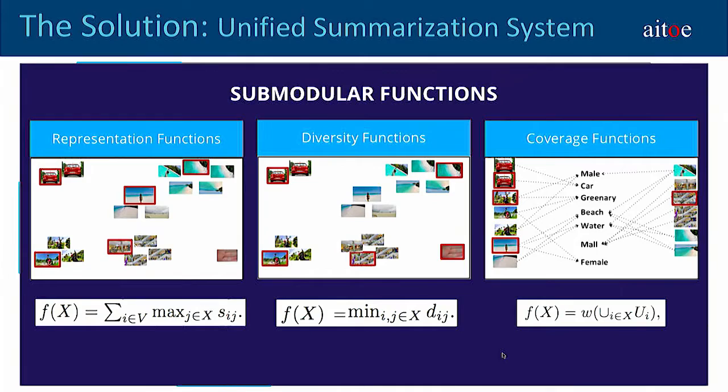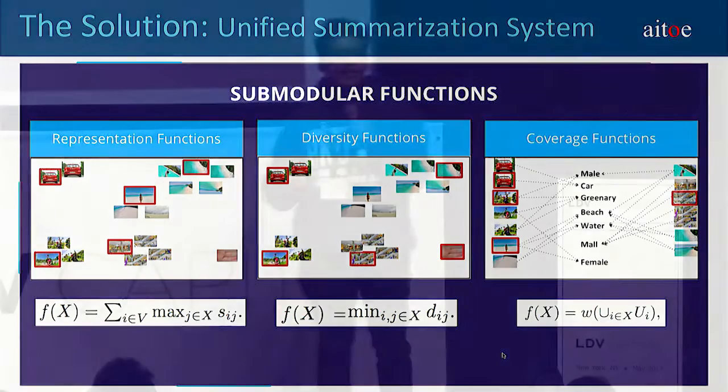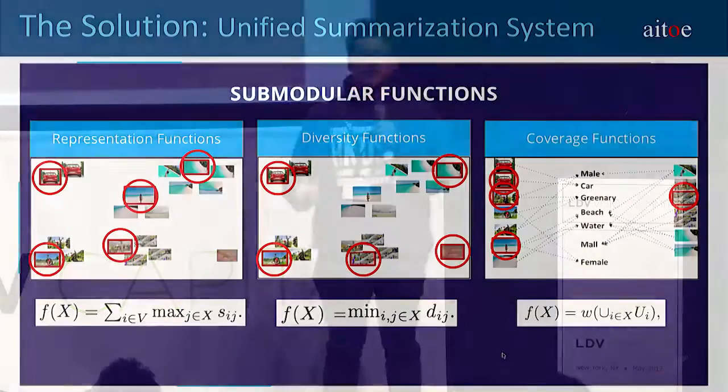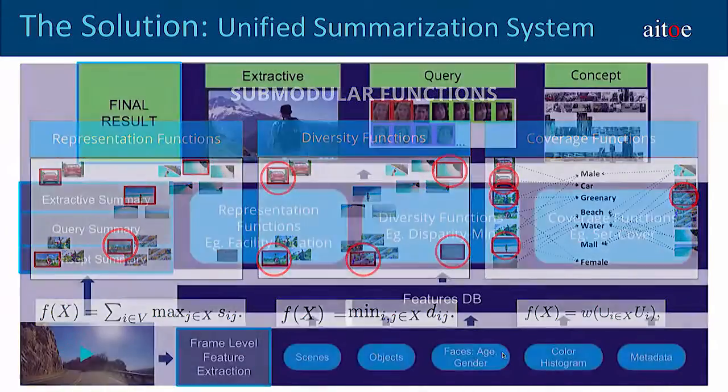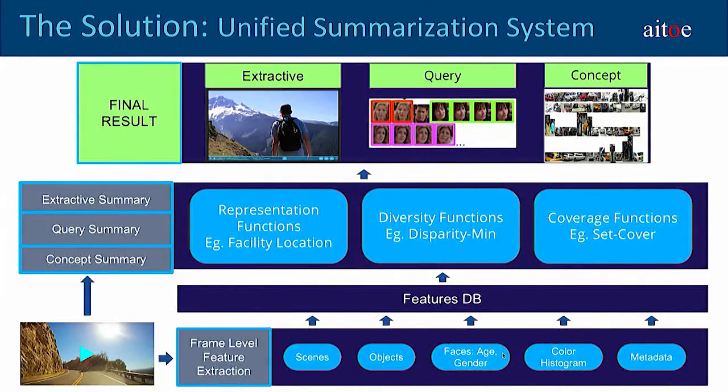We use submodular functions since they very naturally express ideas like representativeness, diversity, and coverage. So representative functions capture content from the main events in the video. Diversity functions capture events from outliers and diverse events. And coverage functions express each frame as a set of concepts and try to find a summary across these concepts. And in the end, we end up with an extractive, a query, or a concept summary.